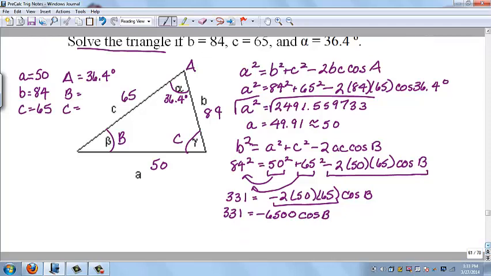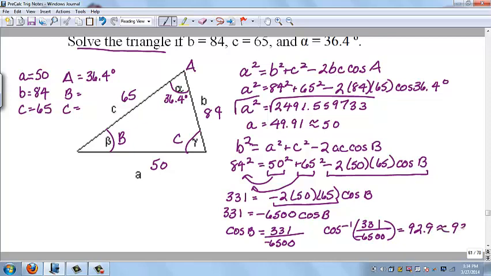All right, and then I'm going to divide by negative 6,500, so I actually have cosine B equals 331 over negative 6,500. Now, in order for me to figure out what the angle is, I've got to actually put the inverse in. So I'm going to do inverse cosine of 331 over negative 6,500. And when I do that, I get 92.9 degrees. So we can round that to 93 degrees. And now we'll tell you how to round in class. So now I know B is 93 degrees. I'll label it on my picture.